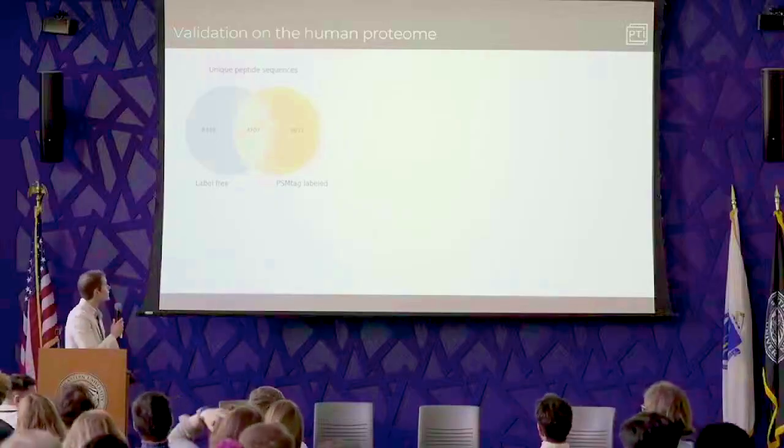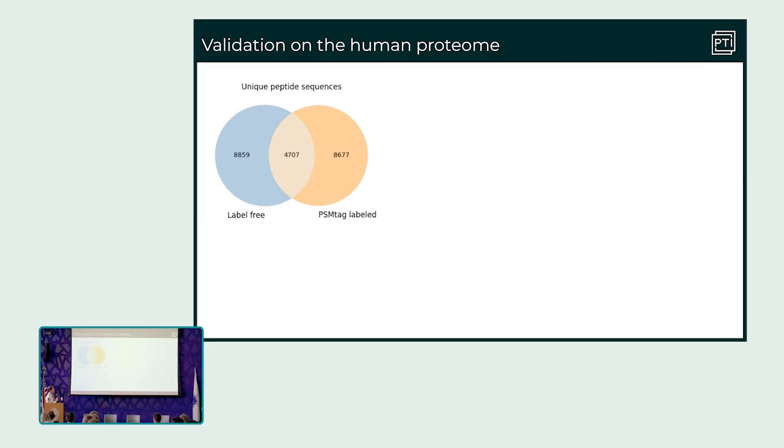Thank you, Maddy. So following those optimizations that Maddy was just talking about, as well as many others, we've arrived at a point where for a single label-free DDA run versus a DDA run using the PSMtag label, we could achieve roughly equal amounts of peptides identified. So I'm showing unique peptide sequences identified in either sample here.